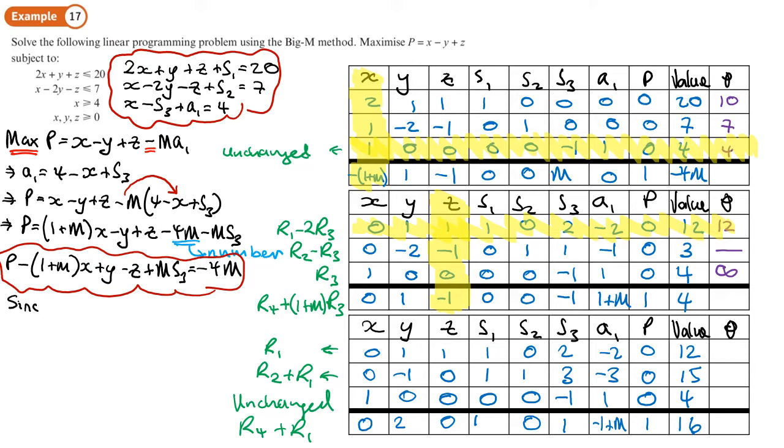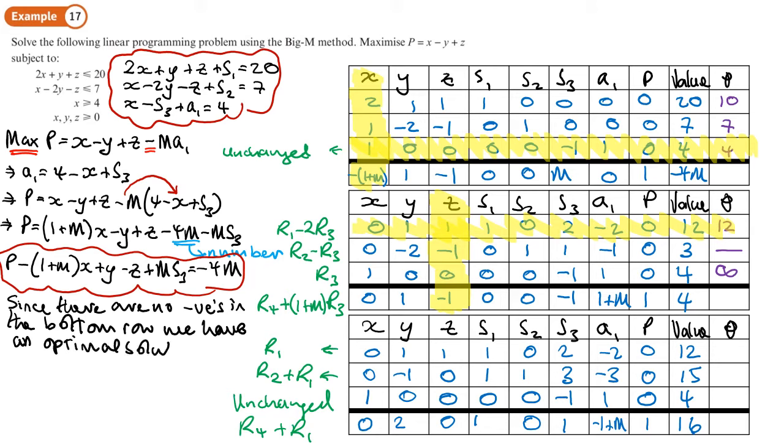So we'll just write down, since there are no negatives in the bottom row, we have an optimal solution. So what is our optimal solution? Well, let's read off. So the x column has a 1, so the value of x is 4. Right, y column, okay, there's not a single one, so the value of y is 0. How about z? Z column, there's a single one, z is 12.